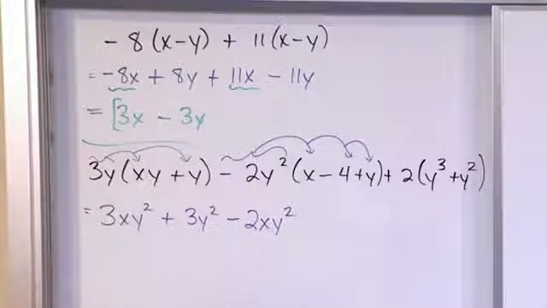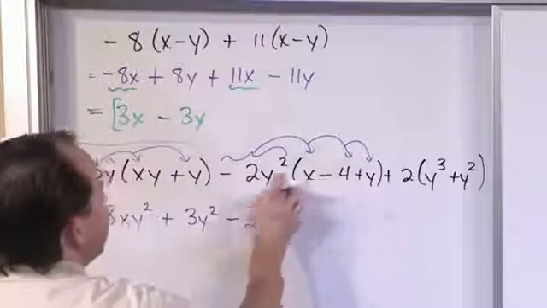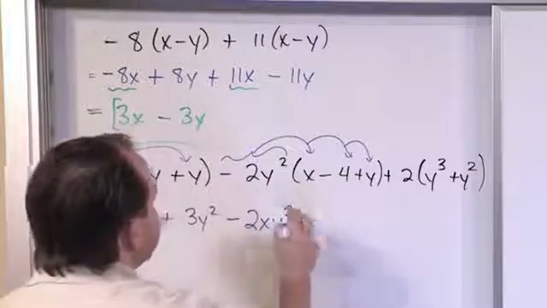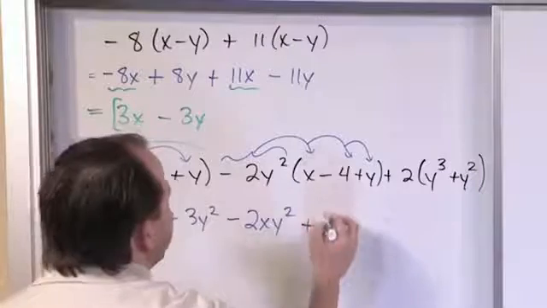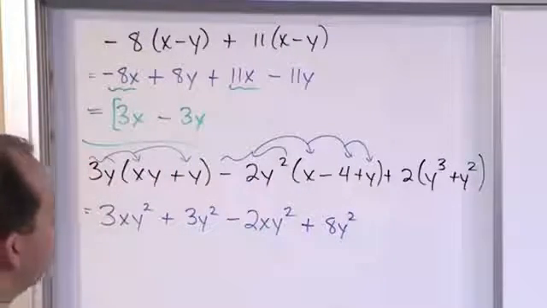You can do it however you like to keep track of it. It's fine either way. Now I have negative 2y squared times negative 4. Negative times negative gives me positive. 2 times 4 gives me 8. And I still have a y squared from here. So that's there.